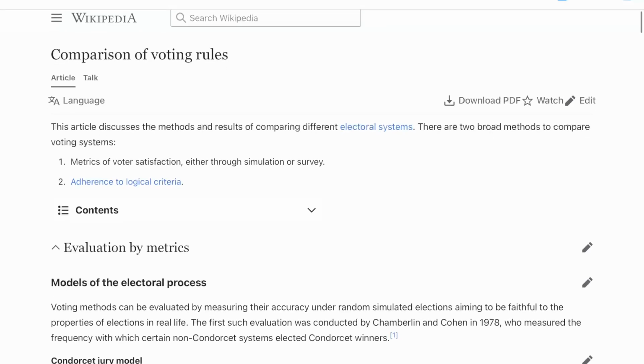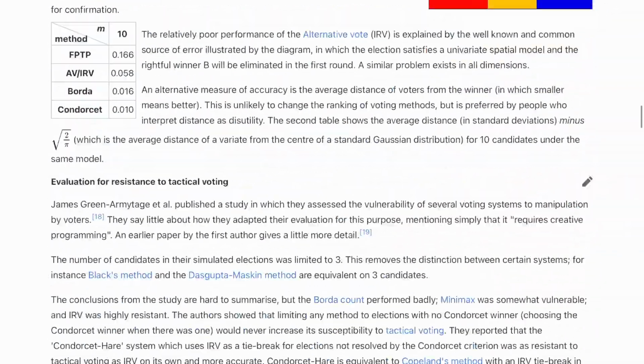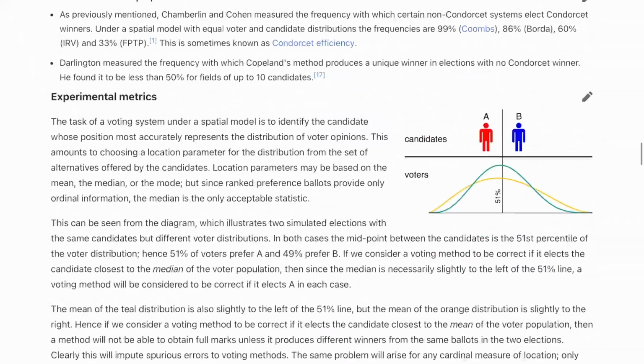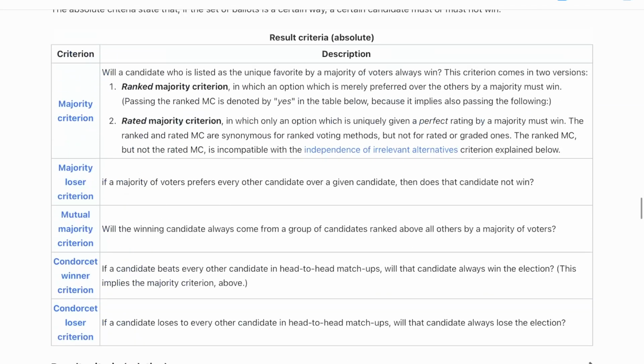Anyway, comparison of voting rules. There are, as I said, many different ways that you could try to evaluate and compare different voting rules with one another. And I would like to scroll down. There's a lot of fairly technical stuff here, but just to give you an idea, here we see a description of the majority criterion right here. There's actually 2 different variations. There's something called the majority loser criterion, which we're not going to discuss. There's the Condorcet winner criterion, which used to be on the list, but I changed it incorrectly.